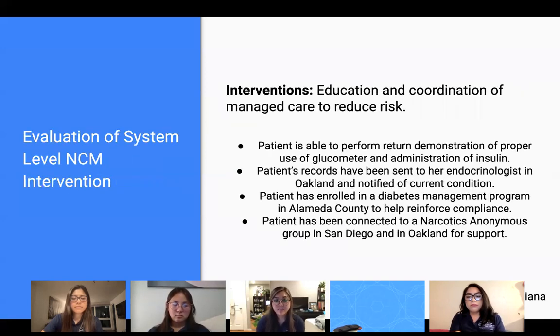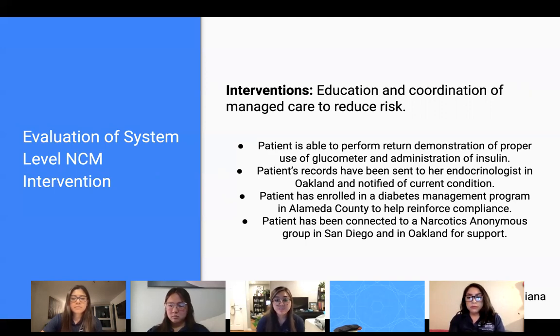For the evaluation of the system level interventions, our main focus of the interventions were on education and coordination of managed care to reduce the risk of harm. After our coordination of care and education, the patient is able to perform a return demonstration of proper use of her glucometer and administration of insulin. Her records have also been updated and sent to her endocrinologist in Oakland, and he has now been notified of her current condition to provide continuity of care.